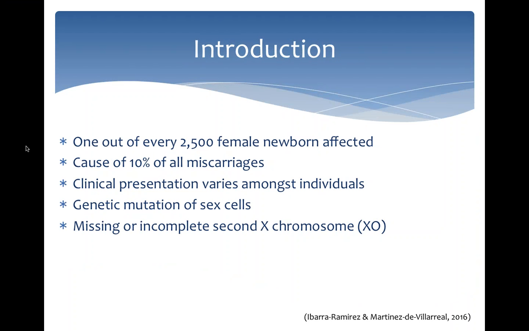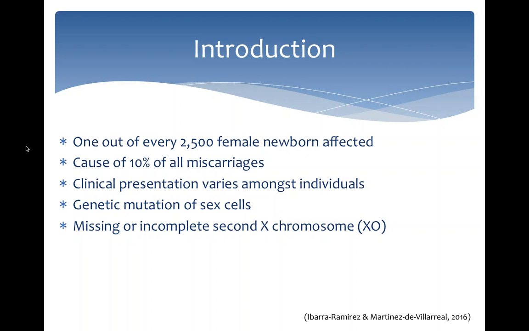So just to give you guys an introduction into Turner syndrome, it affects 1 out of every 2,500 female newborns. It's also a cause of 10% of all miscarriages. The clinical presentations vary amongst individuals, and there is a broad range of clinical presentations, as you will see. It's caused by a mutation during sex cell division, and it's not inherited or passed down from a parent.